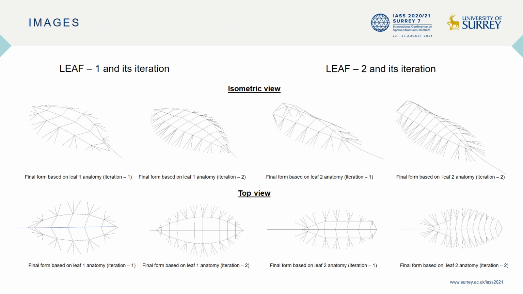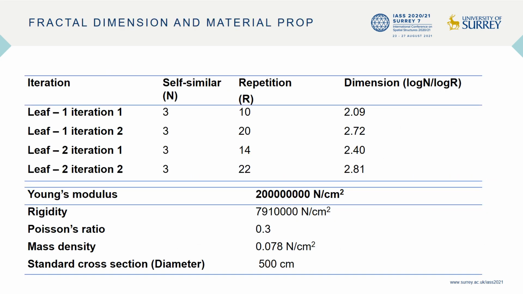We got this computationally obtained result as we have assumed the geometry to be linear, so all the members are linear rather than curves. In the future scope of this research, we can consider these members curved and analyze. So these are the fractal dimensions of both the leaves for different iterations. Also, the table below shows material properties. We have considered steel throughout.